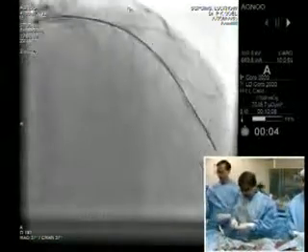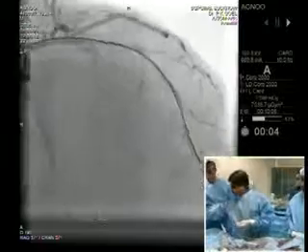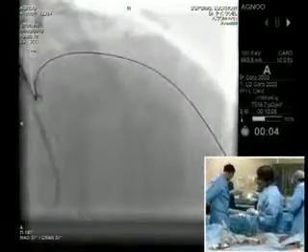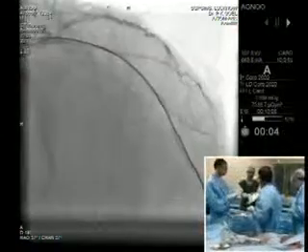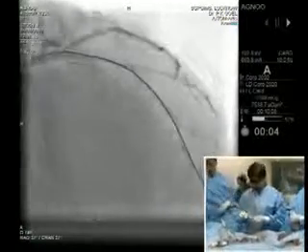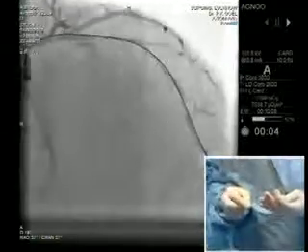So now by the side of this, I'll put a whisper wire for exchange, making it most simple. This is not a whisper. Give me a whisper wire. Come on. So now I'll put a whisper wire by the side of this. Cross the lesion with the microcatheter or a balloon, whatever you're using.